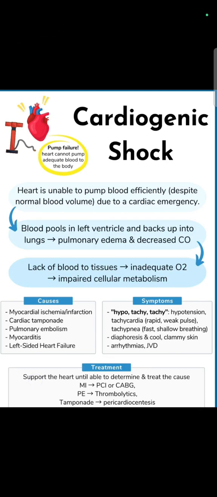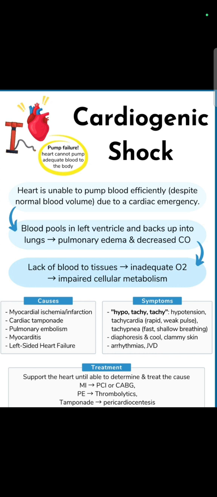Next one is cardiogenic shock. Cardiogenic shock is simply pump failure. That means the heart is not able to pump the blood efficiently to different parts of the body. The heart has the normal volume of blood, but it is not pumped efficiently, because when the heart contracts, the blood pumps out to different parts of the body.